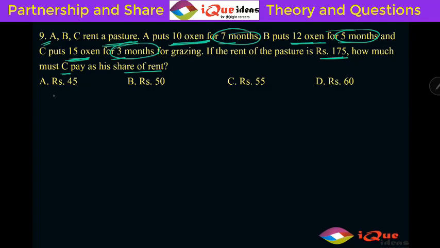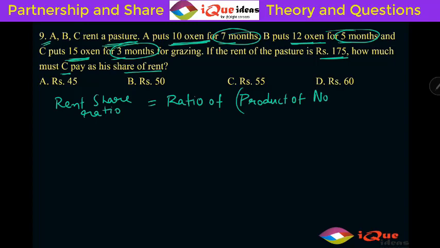Now to simplify that, we'll just create a simple formula. Rent share ratio will be calculated directly from the ratio of the product of number into time into rate of consumption, if it is there, right? So rate of consumption, sometimes it is there in some questions. Here it is not, but I'll just give you the formula.